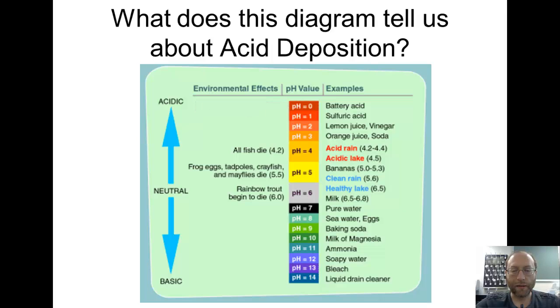Now, if you look at a healthy lake, it is just a little bit acidic at 6.5. Clean rain is actually a bit acidic, and the reason is that when water is going through the atmosphere, it picks up carbon dioxide, which dissolves into it and turns into carbonic acid. So it's a little bit acidic. Acidic rain, therefore, is more acidic than that, and you can tell there that it's around 4.2 to 4.5. And there are some acidic fogs that are even more acidic than that.